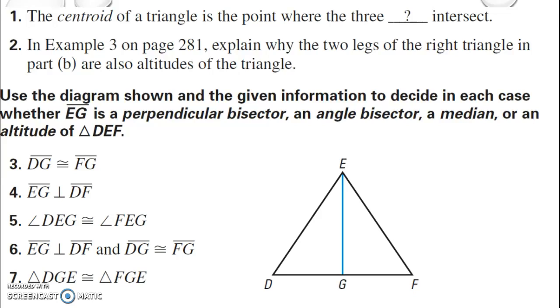Looking at 3 through 7 here, we want to know, given this information, would this segment be a perpendicular bisector, an angle bisector, a median, or an altitude? For number 3, DG is congruent to FG. If that's true, because EG is starting at the vertex and it's bisecting the other side of the triangle, that would make this a median.